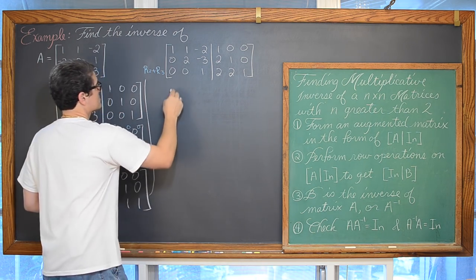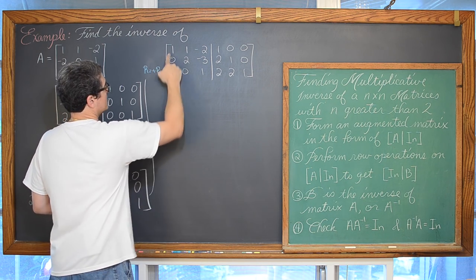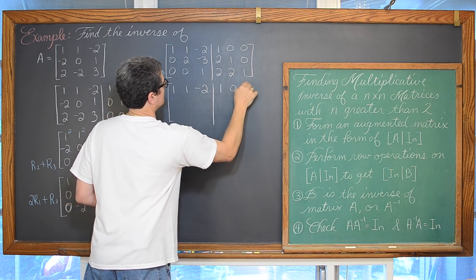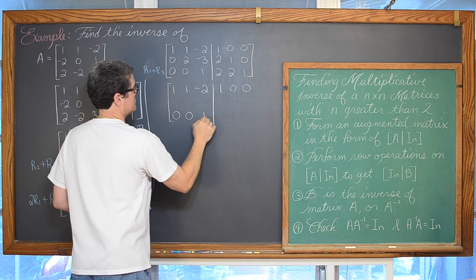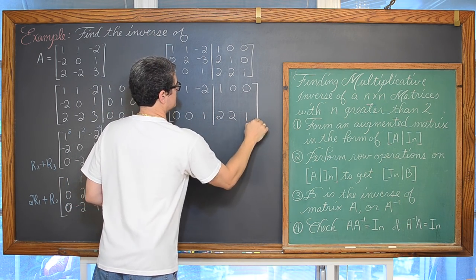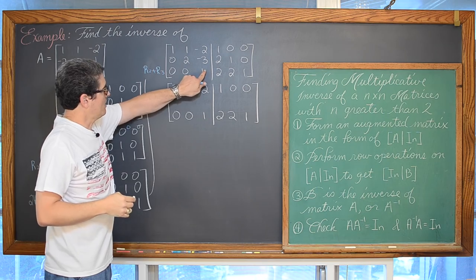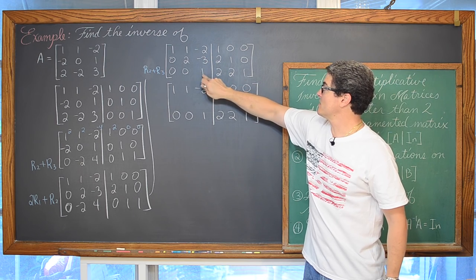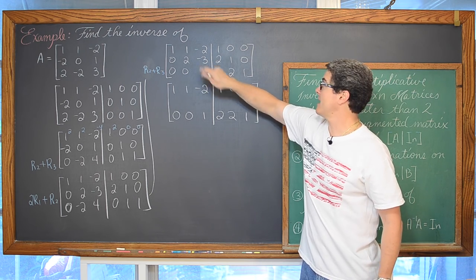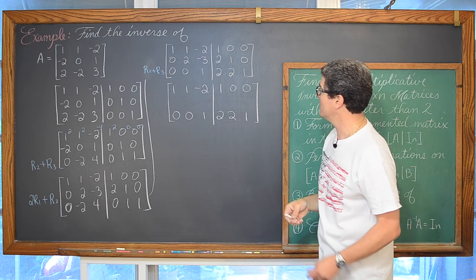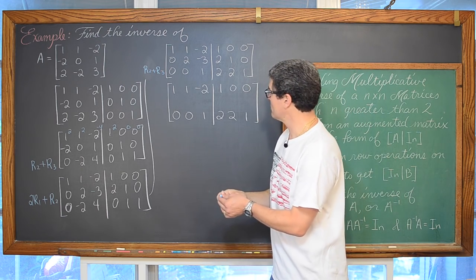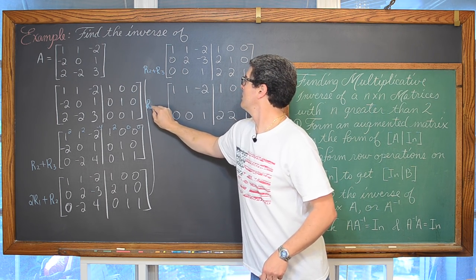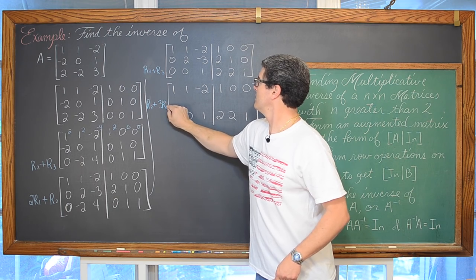So on the next row of work here, we're going to leave that first row alone again. I want to add the second row and third row and get that to be 0. So that needs to be positive 3 to add with negative 3 and get 0. So we're going to do, let's see here, how about row 2 plus 3 times row 3.